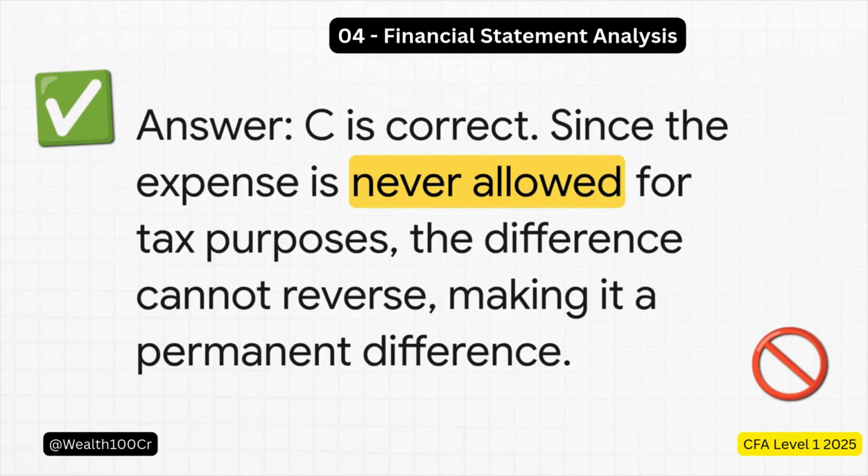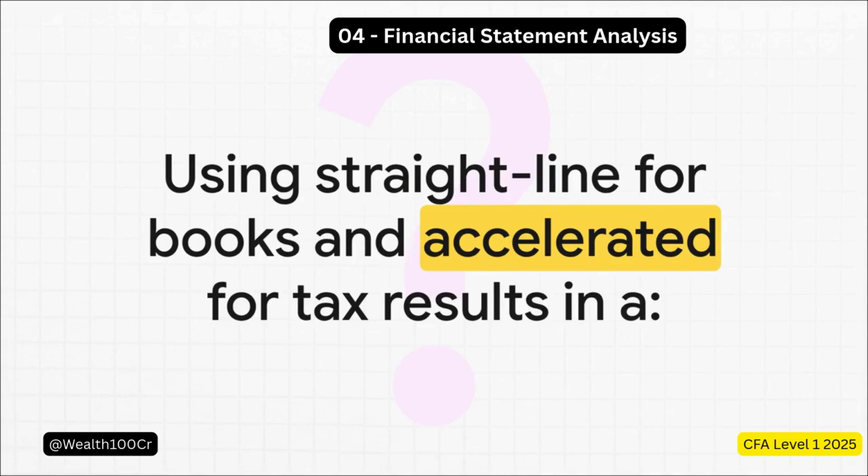Simple as that. Okay, one more. The company uses straight-line depreciation for financial reporting and an accelerated method for taxes. What does this situation most likely result in? A, a deferred tax asset, B, a temporary difference, or C, a permanent difference?